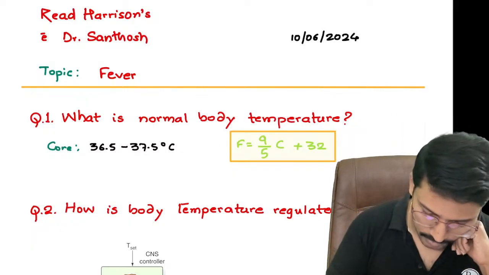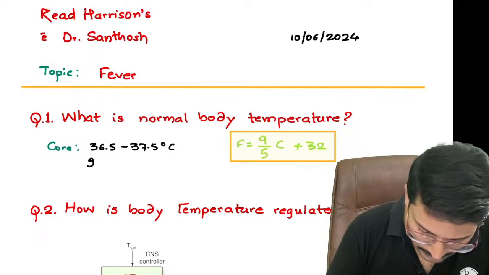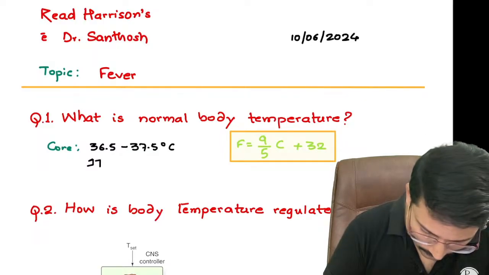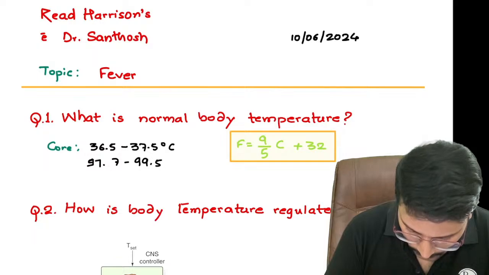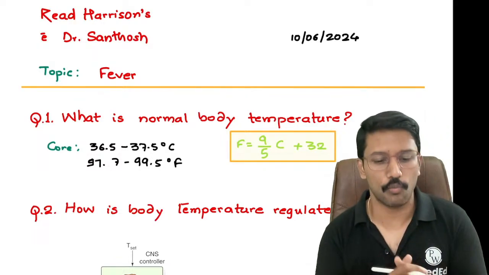So the normal core body temperature ranges from, if you apply this formula, 97.7 to 99.5 degrees Fahrenheit. That is the core body temperature.